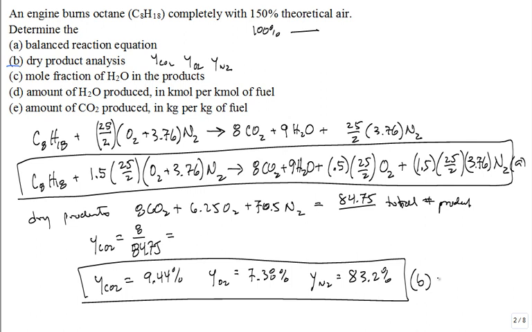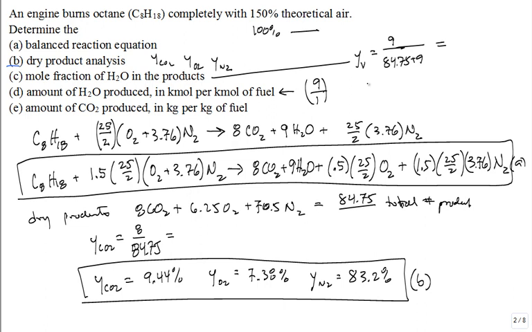We could then say, what is the mole fraction of water in the products? Well, go back, we already did that. It's going to be 9 divided by 84.75 plus 9. You can make that calculation for part C. Do you want to solve for part D? What is the amount of water produced in kilomoles per kilomole of fuel? Sure. You're going to have 9 kilomoles of water per kilomole of fuel. That's the answer for part D.